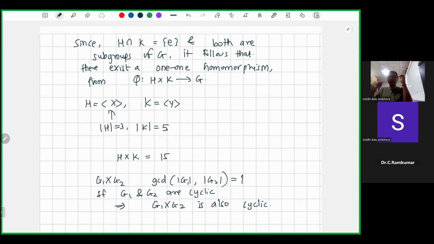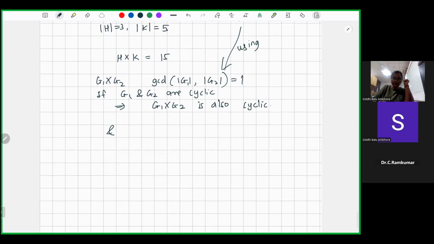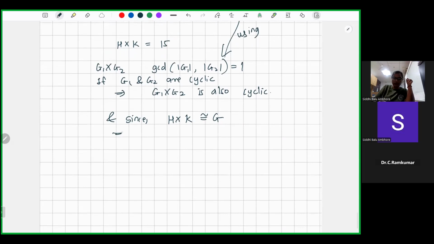And since the orders of H and K are coprime, this is cyclic by this argument. And since H cross K is isomorphic to G, we get that G is cyclic.